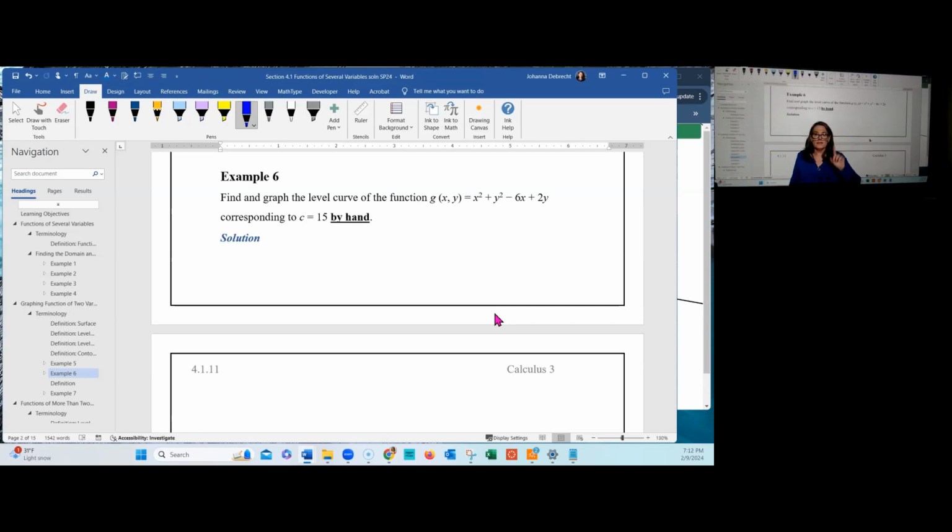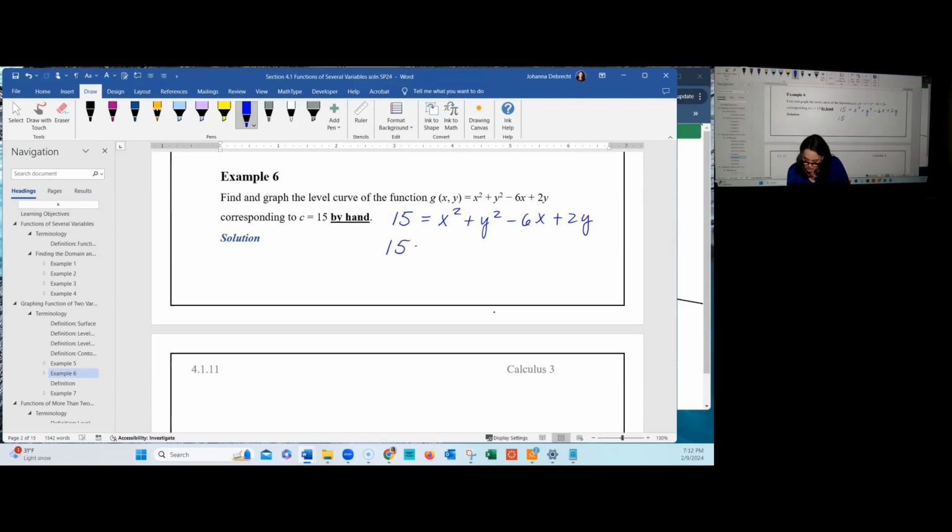This would be one of those contour lines. When it says c equals 15, what it means is that the function value is 15. So we have 15 equal to x squared plus y squared minus 6x plus 2y. Well, the next thing that we can think of to do would be, yes, you got it, complete the square on x, complete the square on y.